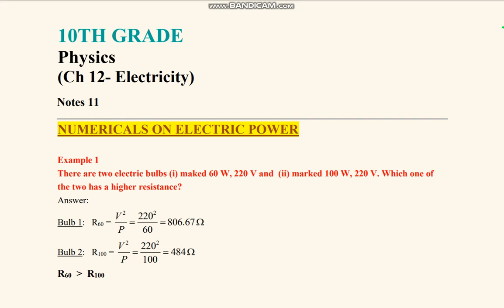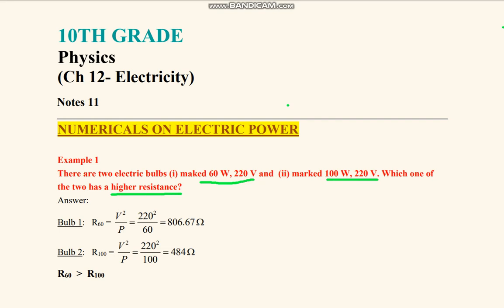Hello children, today we are going to learn how to solve numericals based on electric power, especially when you are given the power rating of appliances. So starting with this first question, it is given that there are two bulbs which are marked 60 watt 220 volt and 100 watt 220 volt. These are the power ratings of the bulbs. Now you are asked which one of the two has higher resistance.